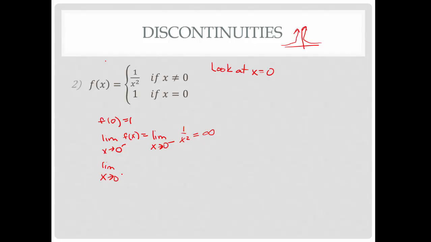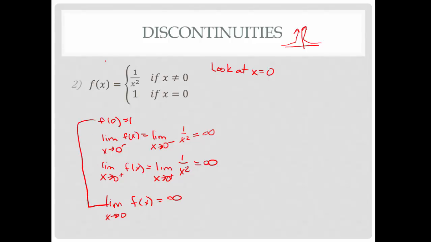We have the limit as x approaches 0 from the right on this function. We would also use the same piece of the piecewise function. We would still be looking at 1 over x squared to equal infinity, which means that the limit overall as x approaches 0 on the function equals infinity. So once we have those two pieces of information, we compare f of 0 to the limit as x approaches 0. They are not the same, so we do have a discontinuity, and the limit was equal to infinity, which means we have an infinite discontinuity at x equals 0.